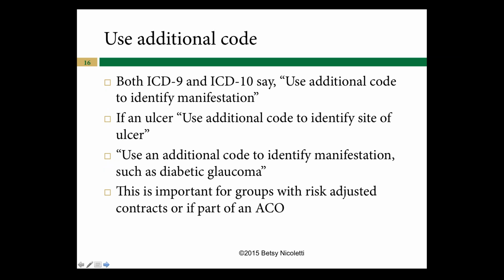So if we're looking at a patient who's got diabetes with neurological complication, it'll say use an additional code to identify whether it's mononeuropathy or what kind of neuropathy the patient has. If it's a patient who's got an ophthalmological complication, it'll say use an additional code to identify manifestation such as diabetic glaucoma. So you want to make sure that you're doing that now in ICD-9, getting in the habit of it so those codes are in the patient's problem list now, and that you continue to do that in ICD-10. It's really important if you're going to be part of an ACO or if you have any risk-adjusted contracts.